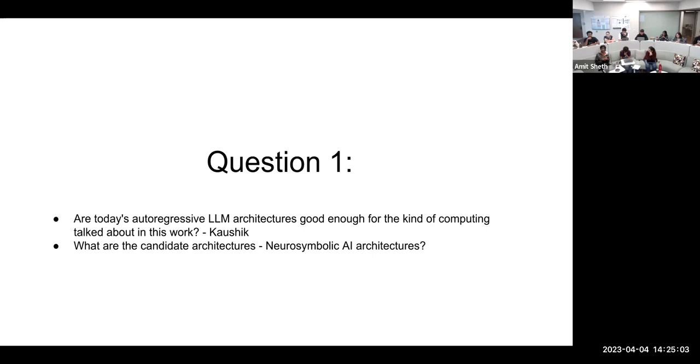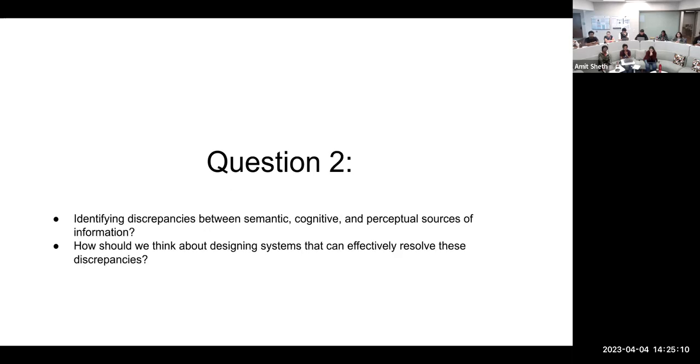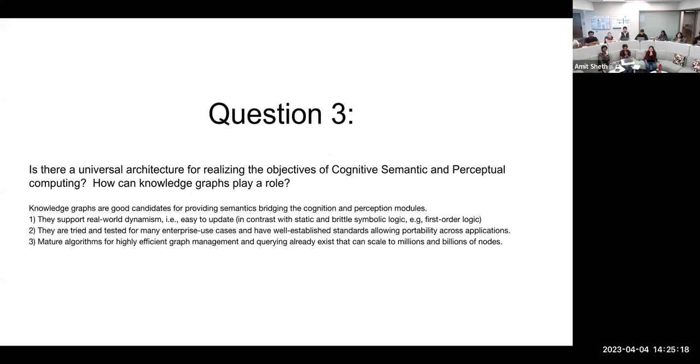I hope that, okay. So question two is, how can we think about designing systems that do this better? What we talked about. And question three is a more concrete level discussion. How do we think about the architecture? So yeah, those are the three questions. Anyone feel free to jump in.